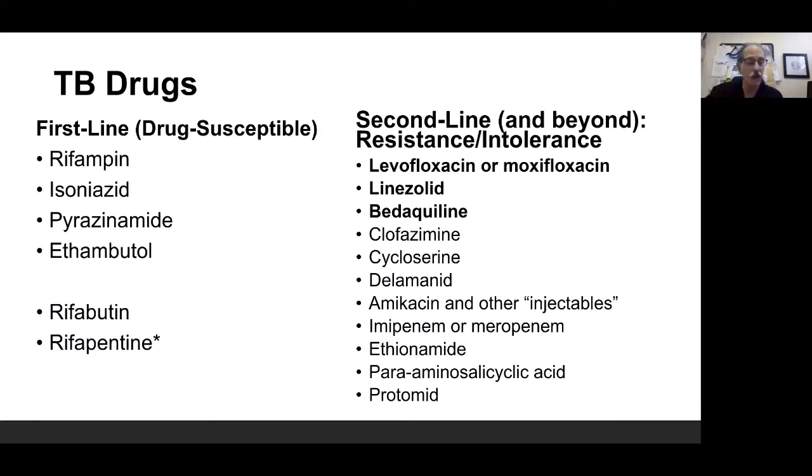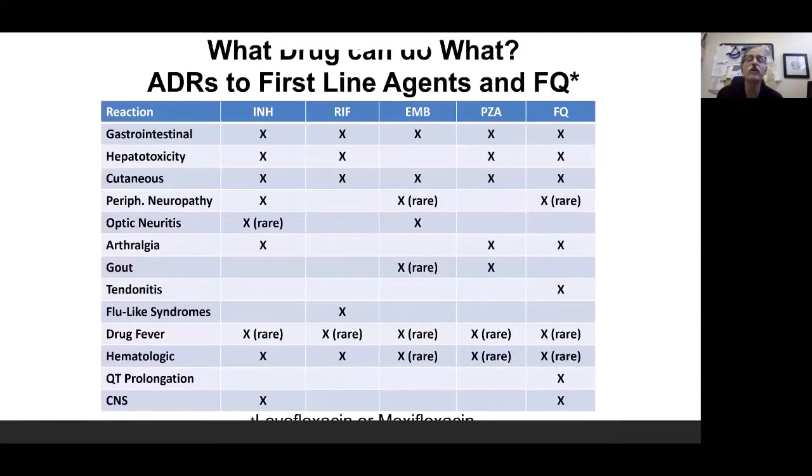All right, so we have our first-line drugs and quinolones, and this is just sort of a global overview of what drugs do what. These are the expected or occasional adverse drug reactions to first-line agents and to fluoroquinolones. And you'll see this slide again as we go through some of these.